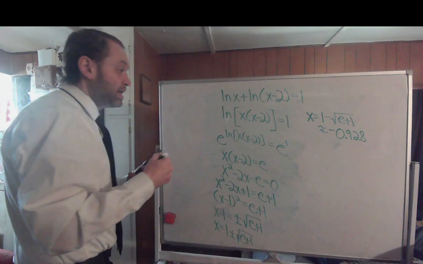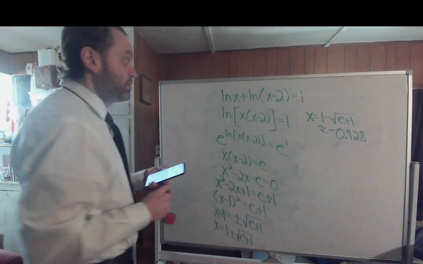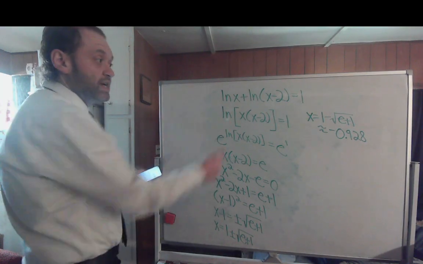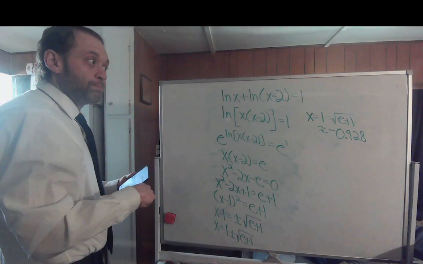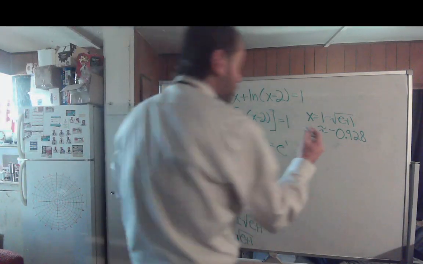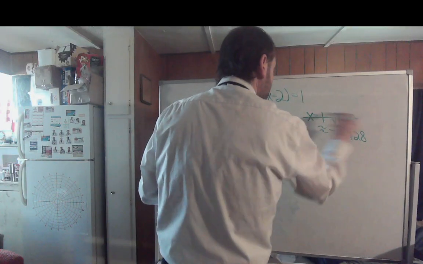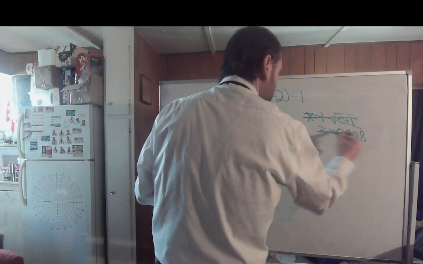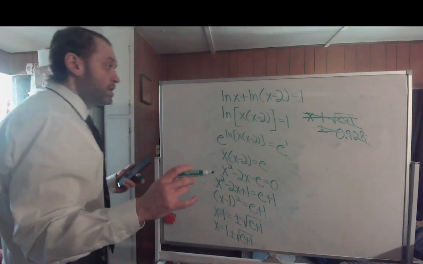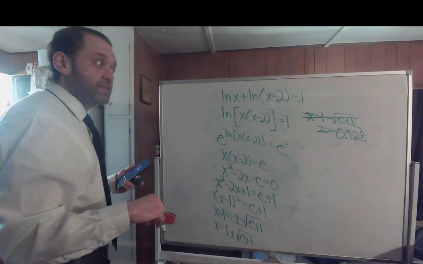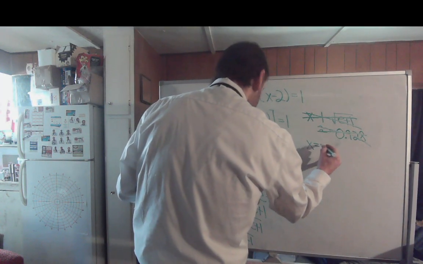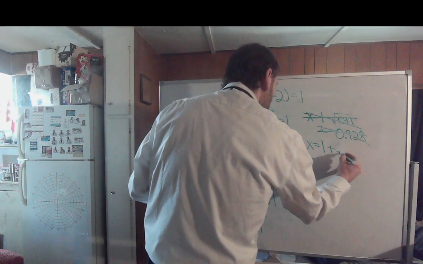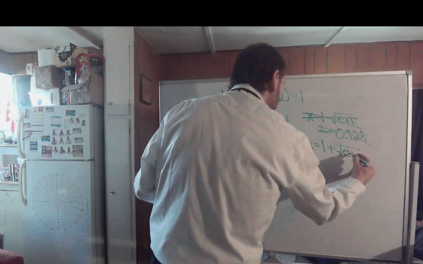Well, here's the problem. Put that x value into your natural log. You got the natural log of a negative number. That's actually not going to work. So that x equals 1 minus the square root of e plus 1 does not work. That's an extraneous solution. Now what about when x equals 1 plus the square root of e plus 1?